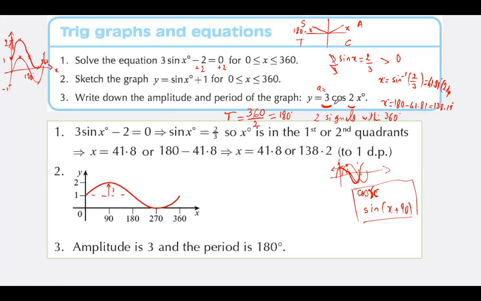So let's have a look. Amplitude is 3 and the period is 180. Okay, so it's good to know because sometimes you can be asked to draw that signal. So you need to remember that you need to draw 2 of these within 360 with an amplitude of 3.